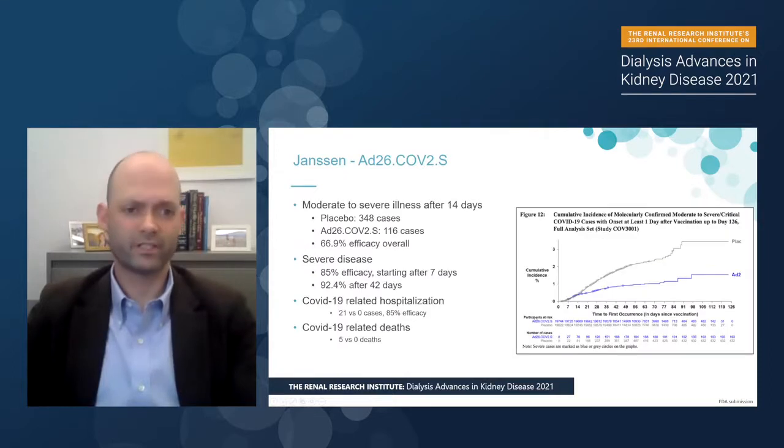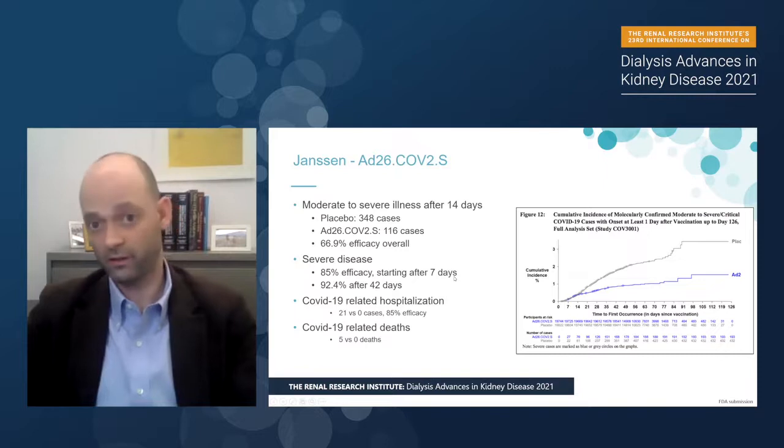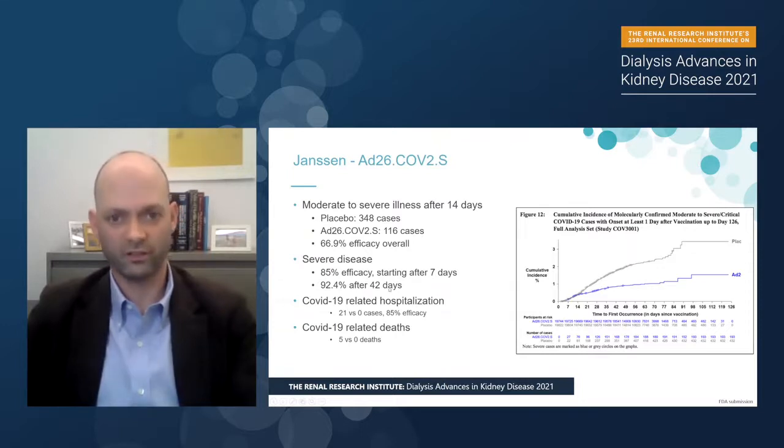And in terms of efficacy from this particular vaccine, they were looking at moderate to severe illness 14 days after the injection. So the placebo arm had 348 cases, whereas the vaccine arm had 116 cases, for an overall efficacy of almost 67%. Now, for severe disease, that efficacy was higher at 85%, starting 7 days after its only injection. And actually that efficacy went up over time, up to 92%, 42 days after the injection.